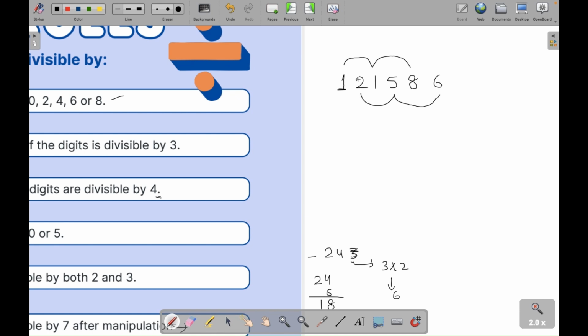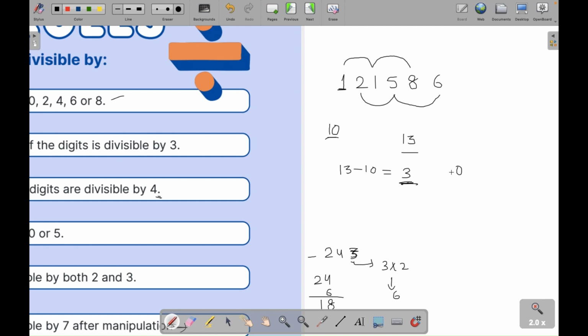So 1 plus 1 is 2, 2 plus 8 is 10. For the other set, 2 plus 5 is 7, 7 plus 6 is 13. So you got the sum of one alternating set as 10 and the other as 13. Then you just subtract these two, and you get 3. Now you check if the difference is 0 or a multiple of 11.